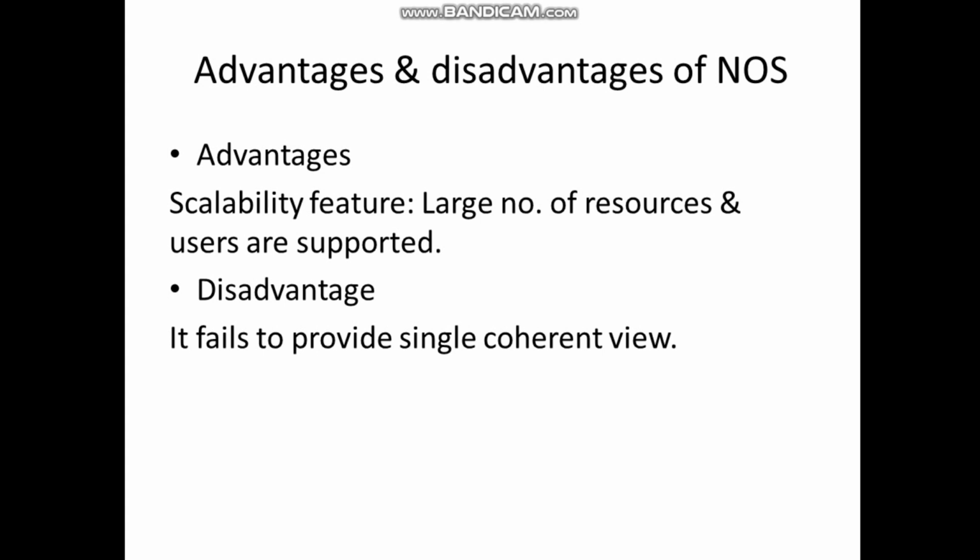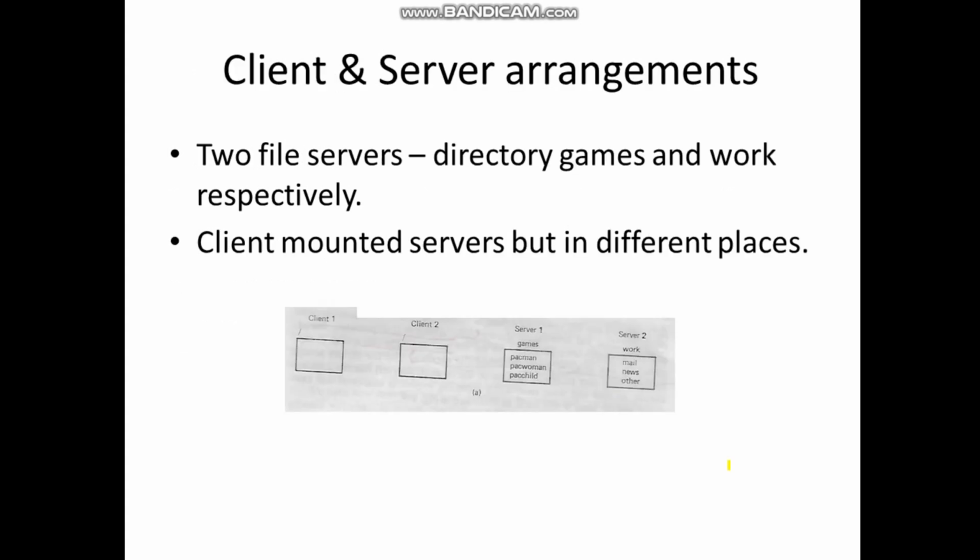Next we will see advantages and disadvantages of network operating system. Advantages: there is a scalability feature, that is large number of resources and users are supported. Disadvantages: it fails to provide single coherent view. Coherent view refers to the consistent view. These advantages and disadvantages are not clearly mentioned in the book, but they are asked in semester, you can note it down.